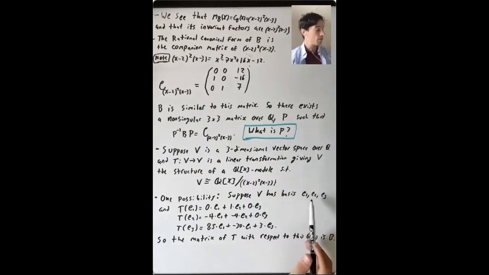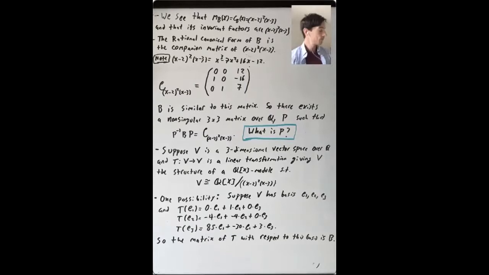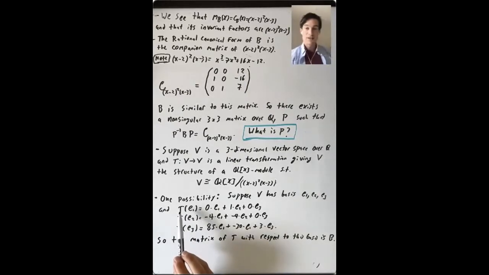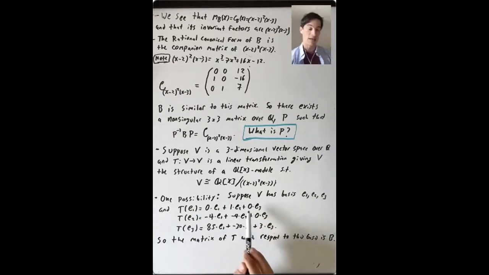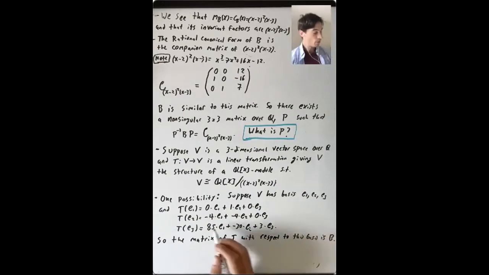Suppose we have this V, we pick a particular basis e1, e2, e3, and the linear transformation T acts on the basis vectors in a way that comes from this matrix B. So T(e1) will be 0 e1 plus 1 e2 plus 0 e3. T(e2) will be minus 4 e1 plus minus 4 e2 plus 0 e3. And T(e3) will be 85 e1 plus minus 30 e2 plus 3 e3. So why did I pick it this way? Because now the matrix of T with respect to this basis is the matrix B that we started with.